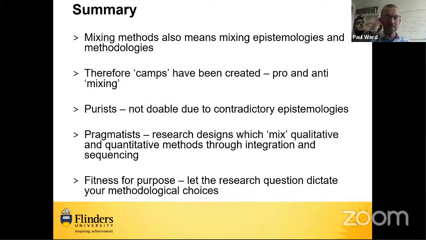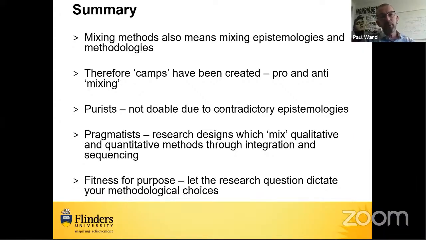And the question then becomes, can we really mix paradigms, or is it just a gado-gado salad, or is it really a cake? So camps have been created in the literature. Camps, so groups of people who are very pro mixed methods. So the pragmatists who are saying, yeah, all right, we know we can't mix epistemologies, but we're going to get on with this anyway. And the anti groups who say, you just can't do it, because you can't mix epistemologies. So you've got these pros and antis, and you need to be aware of that when you're reading the literature.